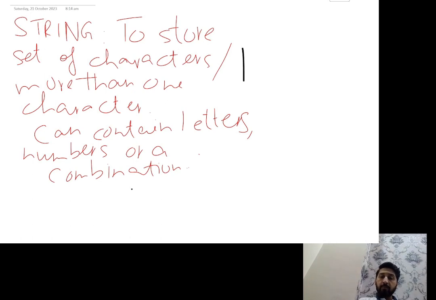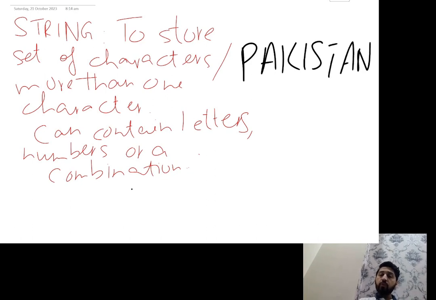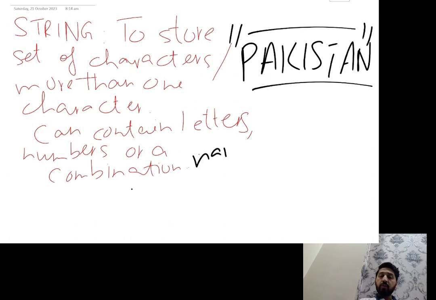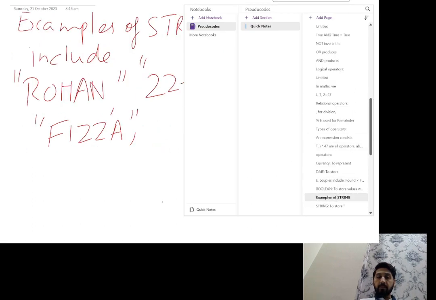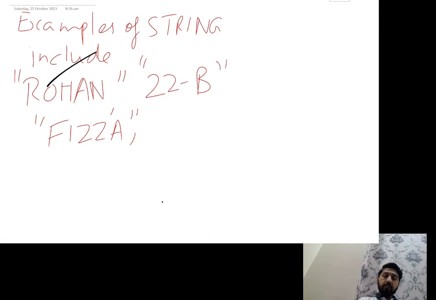Just like if I say Pakistan. Now Pakistan also refers to string data type which can have a set of different characters. In the same way, if I want to store the name of the student, that name is equal to Rohan. That is also referring to a set of characters which will be representing a string. So a combination of characters refers to a string data type. Examples of string include Rohan, 22-B, Fizza. These are all examples for the representation of string data type.